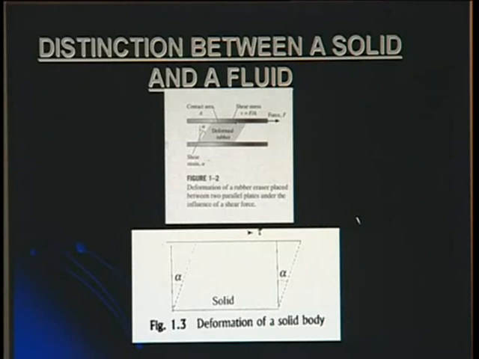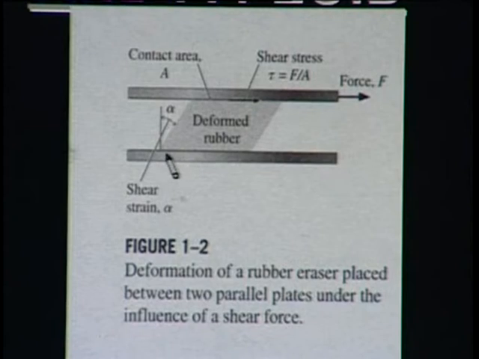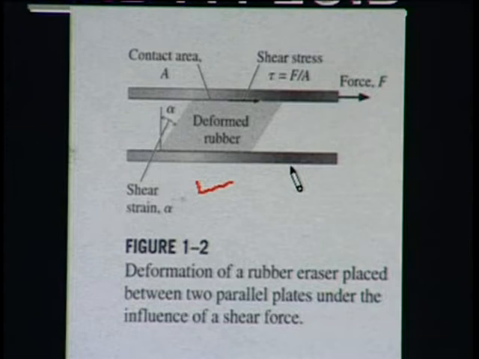Now, in case of solid, in the first figure, let us say we have a rubber. We have a rubber here in this picture, and an upper plate which is fixed with the top level of the rubber, and a lower plate which is fixed with the lower level of the rubber. Now, the lower level is fixed, which is not subjected to any force initially, and the upper plate is applied force F in this direction.